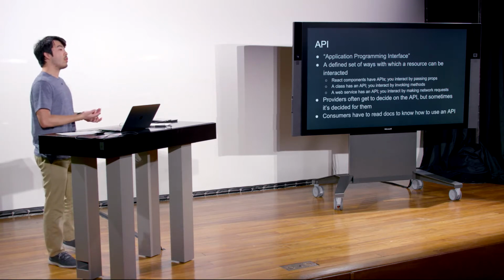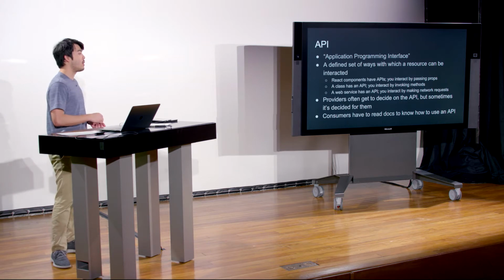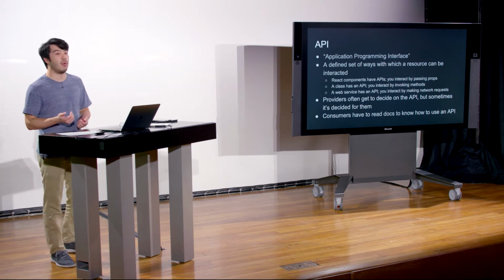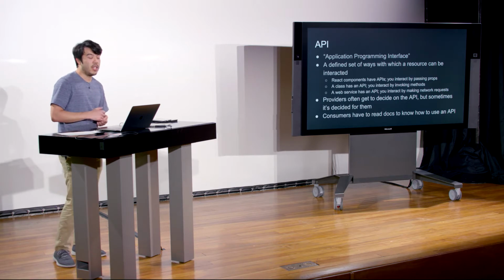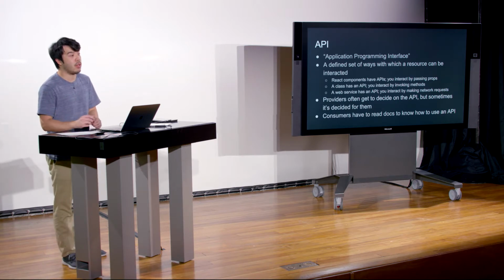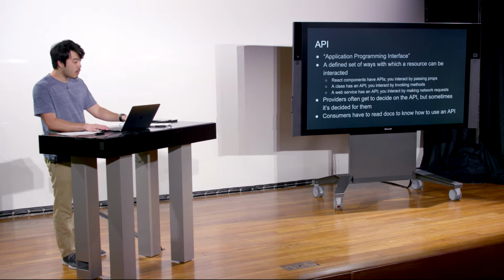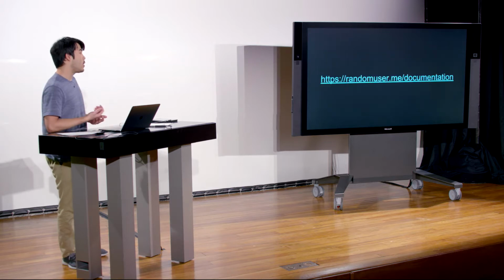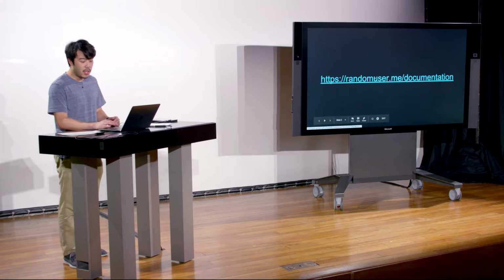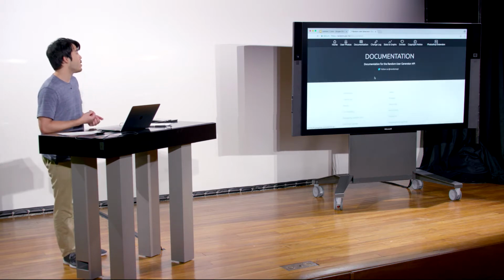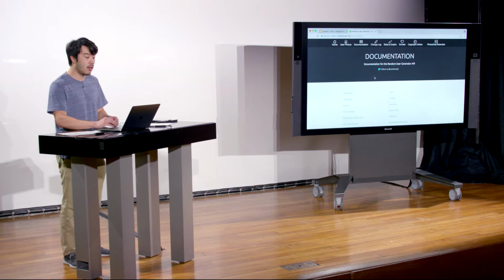And for us consumers, or the people who actually use those APIs, in order for us to know exactly what the APIs are, we actually need to look at the docs. And so we need to just read the docs in order to know how to use these APIs. And so let's actually look at an API that's running right now. And so this link here, randomuser.me, is an API that's free and runs up in the cloud.